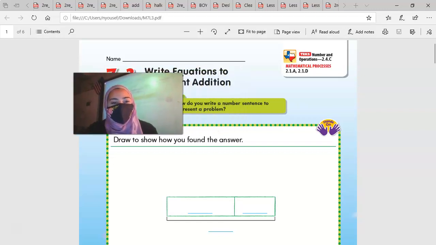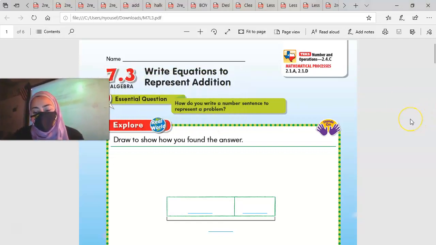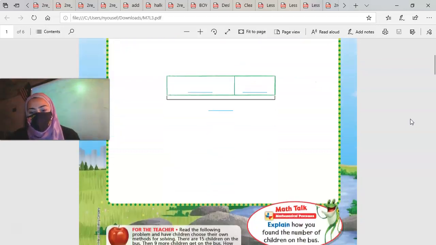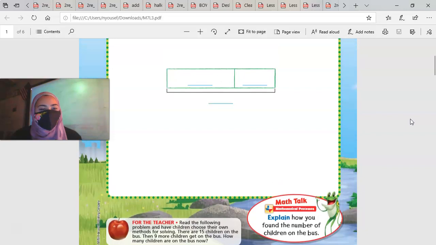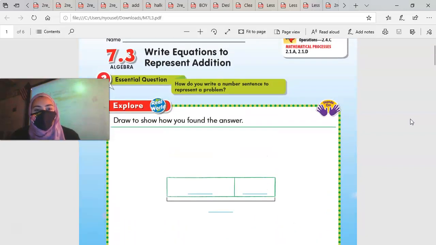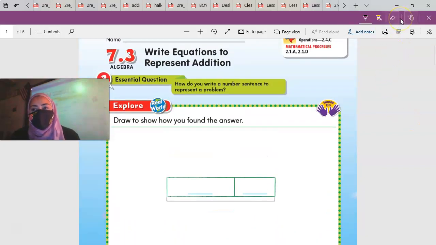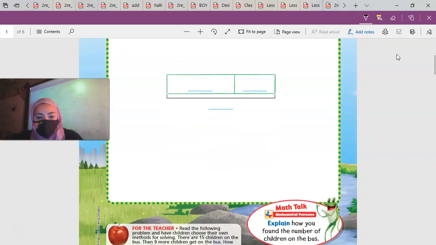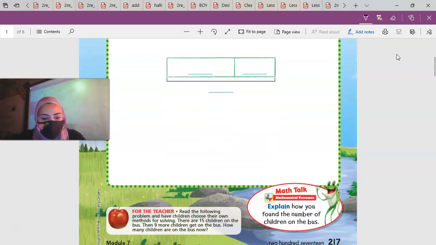All right. Hi, guys. We are on section 7.3 in our Go Math books. That is page 217. So we're still working on adding two-digit numbers by each other, two-digit by two-digit numbers. So write equations to represent addition. How do you write a number sentence to represent a problem? Well, let's see what the question says.